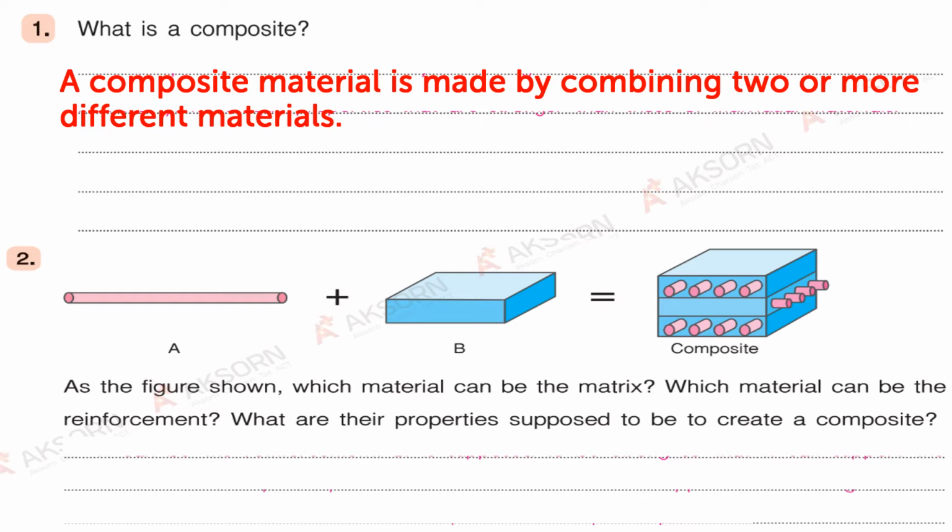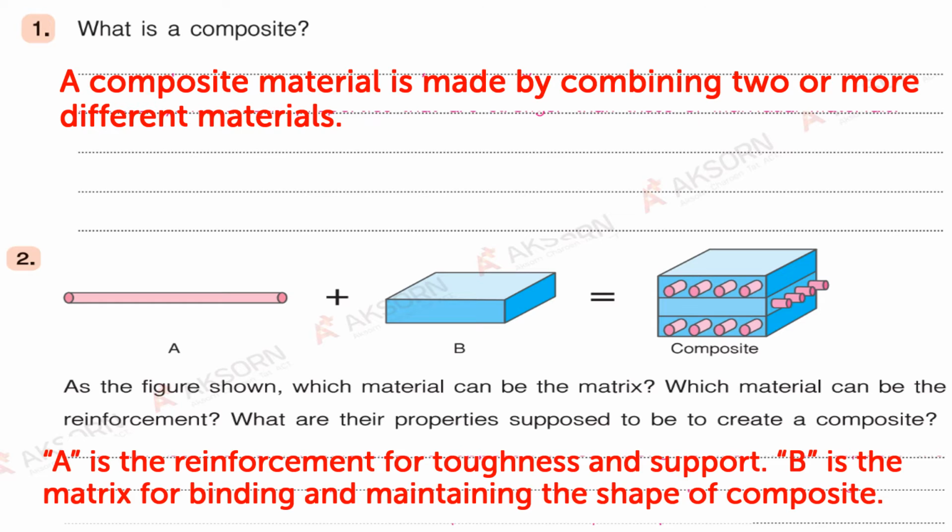Number two, as shown in the figure above, which material can be the matrix? Which material can be the reinforcement? What are their properties supposed to be to create a composite? We have to know that your A is considered to be your reinforcement because it is tough and can provide support in your composite. Your B, or the figure B there, acts as your matrix because it is used to hold or bind the reinforcement together, and at the same time it will maintain the shape of your composite.